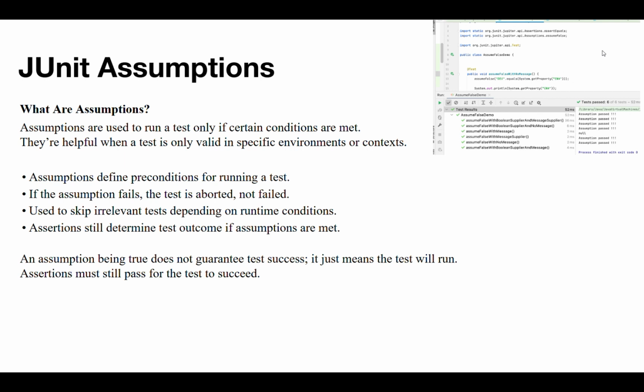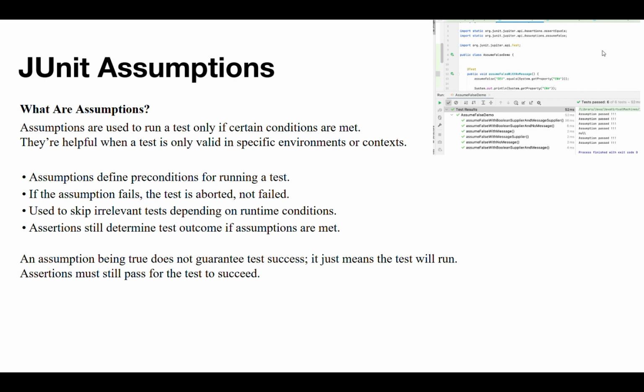Now, what are assumptions? Assumptions are used when you want to run a test only under certain conditions. For example, assumeTrue. Assumptions live in the same area which I mentioned before, org.junit.jupiter.api Assumptions. Again, you can find that online. The Assumptions class can help you avoid false positives.